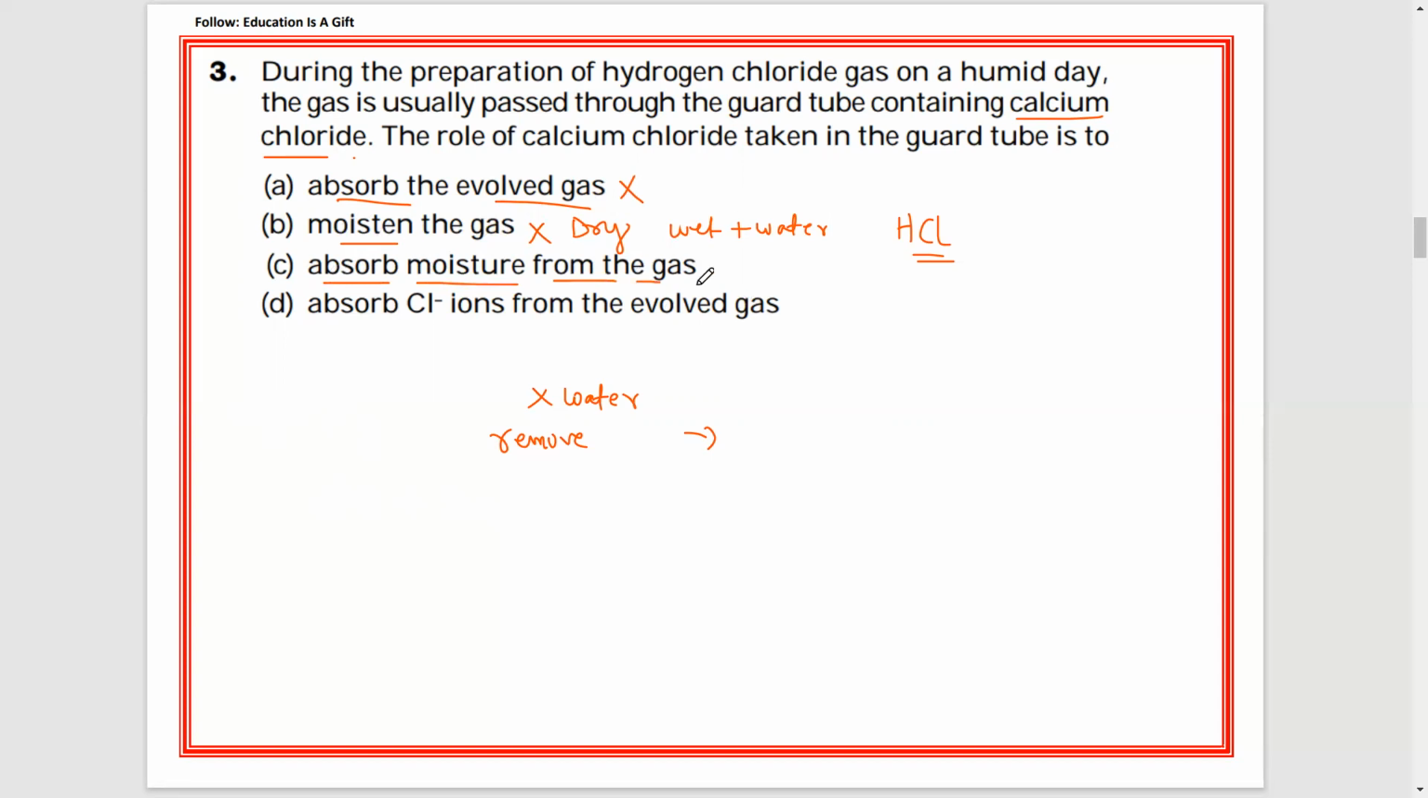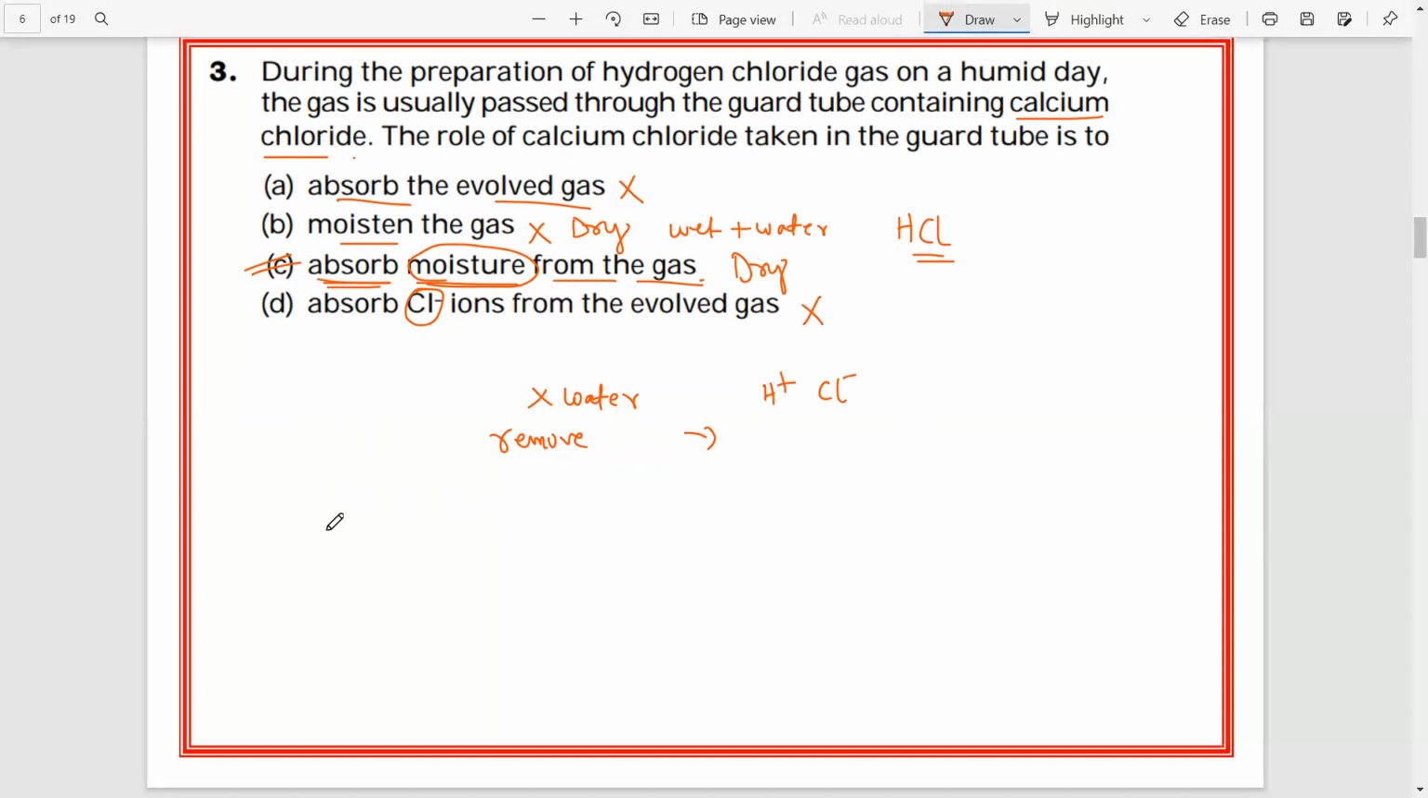Absorb moisture from the gas. You see, it will absorb moisture, in the sense an amount of water, from the gas. So if something is absorbing water, it will become dry. Hence, this is the correct option. Absorb Cl minus ions? No, there is no chance of absorbing H plus ions and Cl minus ions from HCl. So the answer is C, absorb moisture from gas.